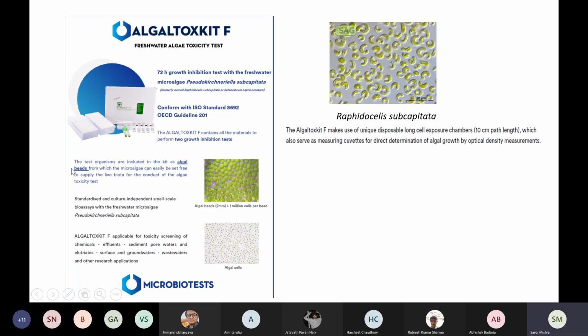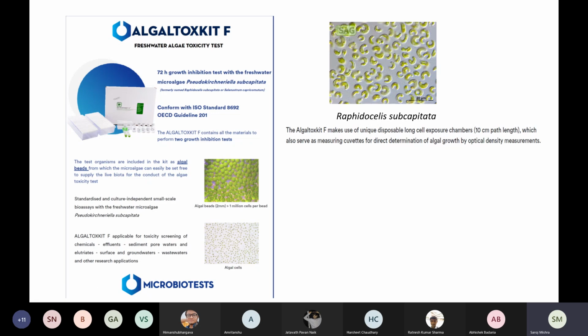Okay, and you see that if you just read this particular paragraph, the test organism, that is this particular microalgae, is included in the kit as algal beads. So this is the way the samples are taken. They are immobilized in these beads, and this way they can be freeze dried and supplied, and the shelf life is very, very long.